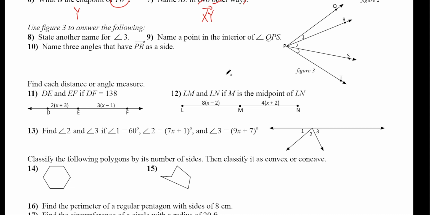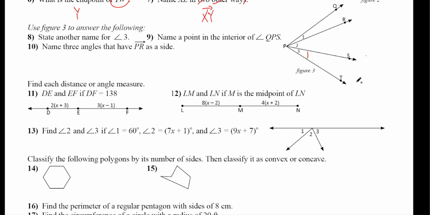State another name for angle 3. So we're going to name it with the points. If I name it with the points, this angle 3 right here, where would I start? Yeah, I would call it angle SPT. Or if you wanted to, you don't have to, it just says name another name. You could call it angle TPS. Either way, it doesn't make any difference.